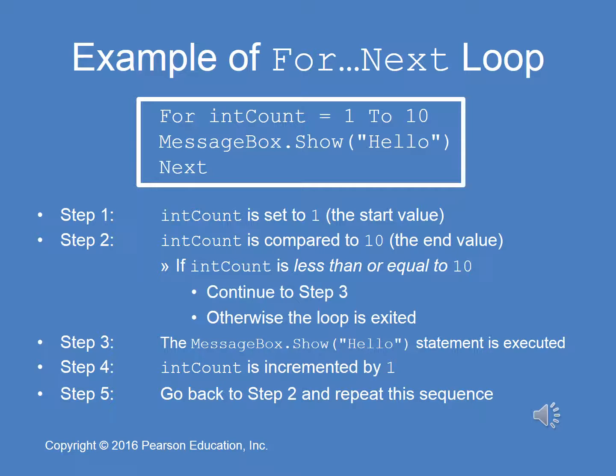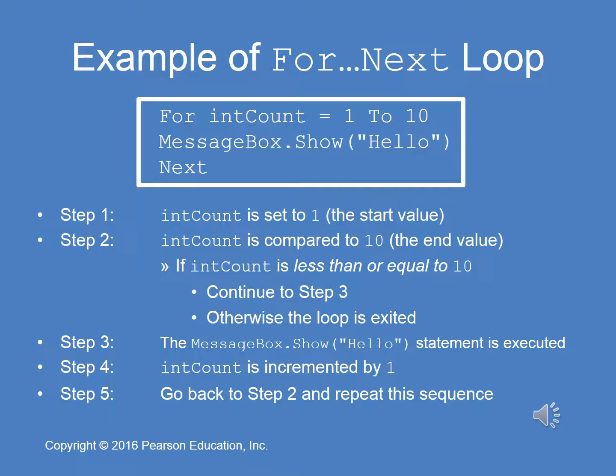We don't need to manually increment the counter. We don't need to code int count plus equals 1 in the body of the loop because the for loop does that automatically. So let's walk through each step or component. Int count is set to 1, which is the start value. Int count is compared to 10, the end value. If int count is less than or equal to 10, we continue to step 3. The messagebox.show hello statement is executed. So that's the body of this loop. Otherwise, the loop is exited.